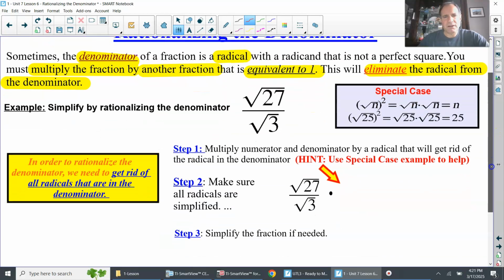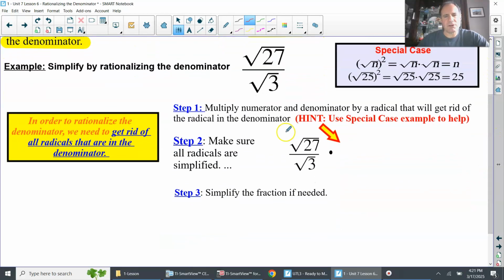So simplify by rationalizing the denominator. What we do here is that we're taking square root of 27 over the square root of 3, and we have to rationalize the denominator by multiplying by a fraction that is equal to 1. So it's easy to make a fraction equal to 1. You just use the denominator here, the square root of 3, and multiply square root of 3 over the square root of 3. So it's like you're multiplying by 1. It is multiplying by 1.